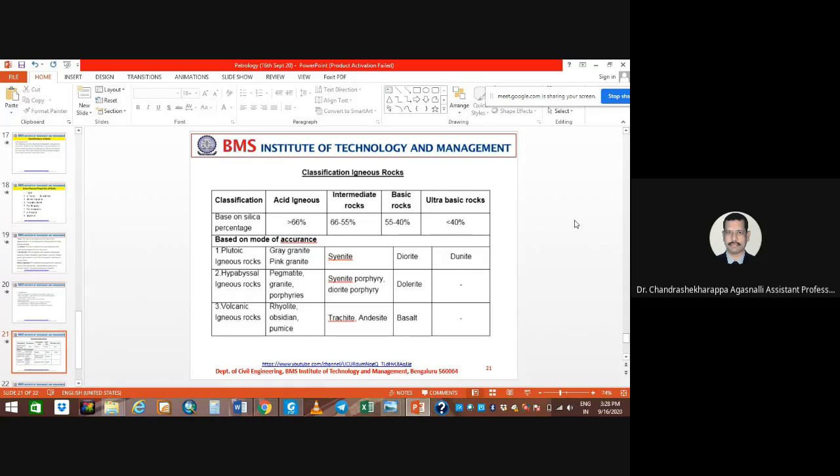We will discuss these things in the next class, and let's stop here. You can start reading for the first model, the complete model. The remaining classification of igneous rocks, based on the silica percentage in the rocks, we can discuss in the next class, right? Okay.